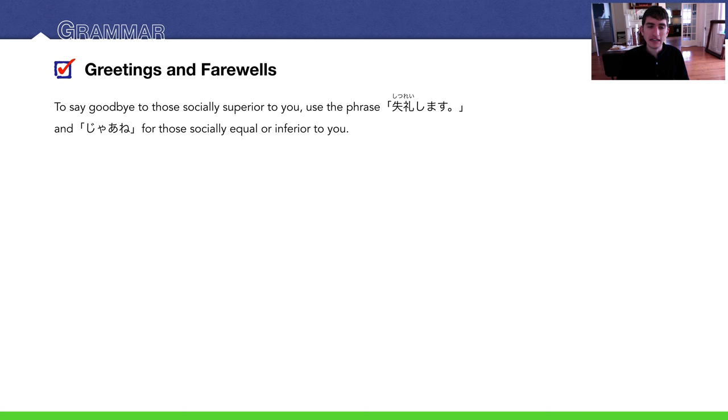To say goodbye to your superiors, your sensei, people above you, shitsurei shimasu. If you're in your professor's office and you know you're done asking your questions or talking with them, you can leave by saying shitsurei shimasu and then close the door after you.